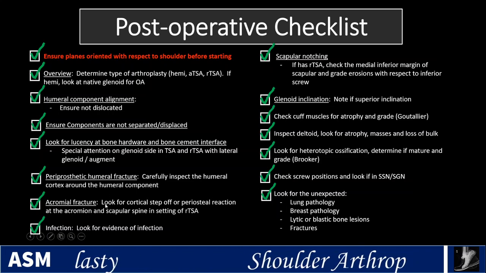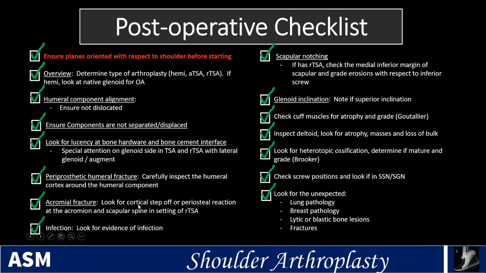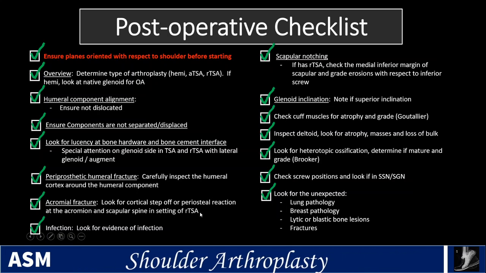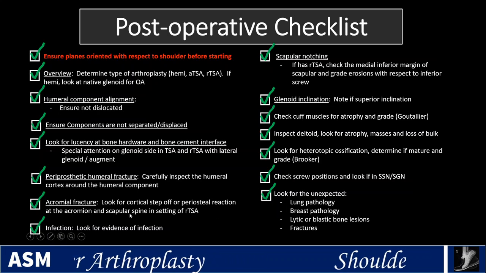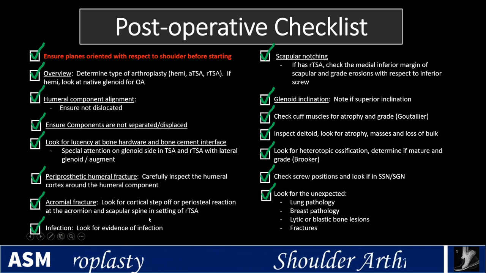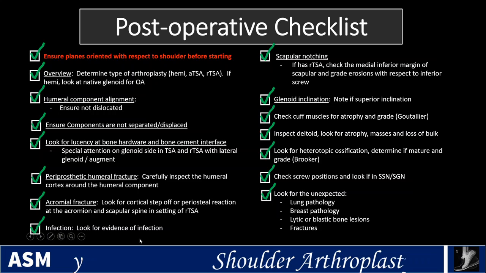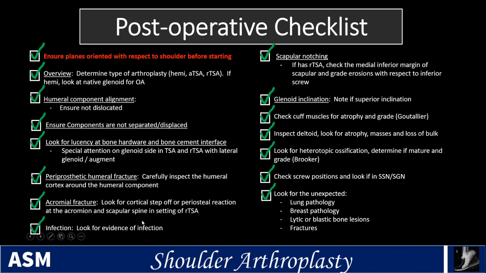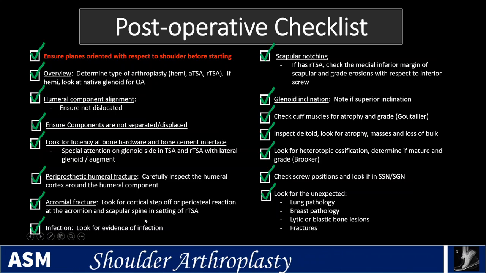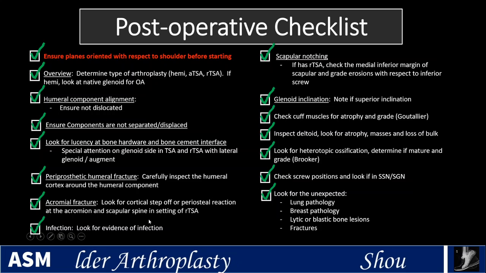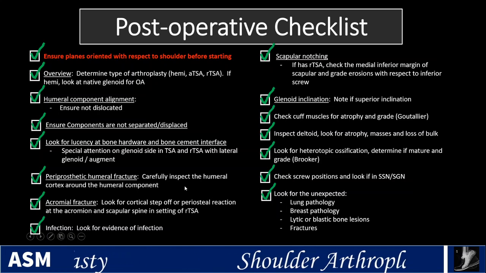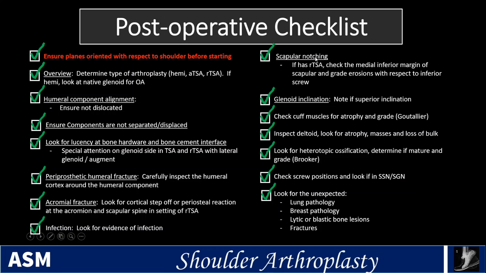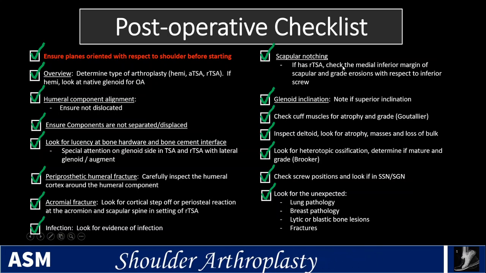Look for acromial and scapular spine fractures, especially in the setting of reverse total shoulder arthroplasty, so any step-off or periosteal reaction. Look for evidence of infection, so in cross-sectional imaging, if you see fluid accumulating or a sinus tract, periostitis that you shouldn't see, sort of globular erosions around the hardware, you want to start thinking about the potential for infection. Look for scapular notching if they have a reverse total shoulder arthroplasty.